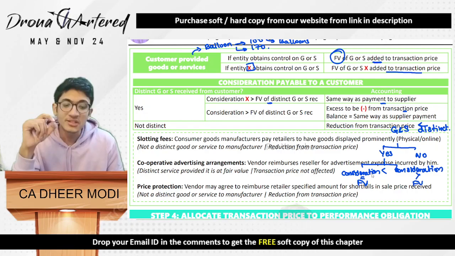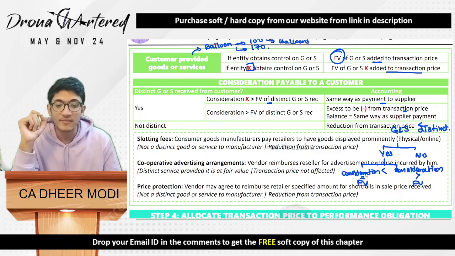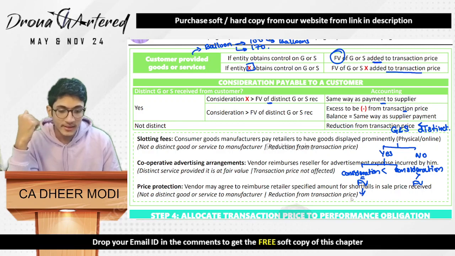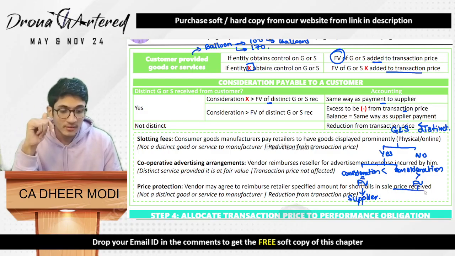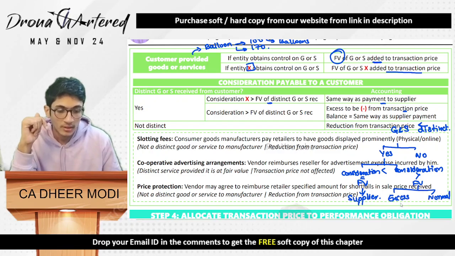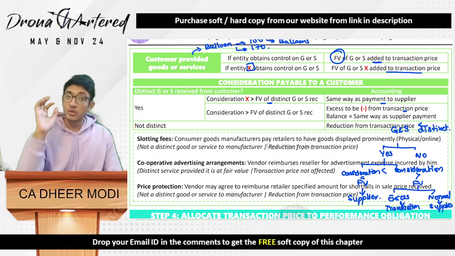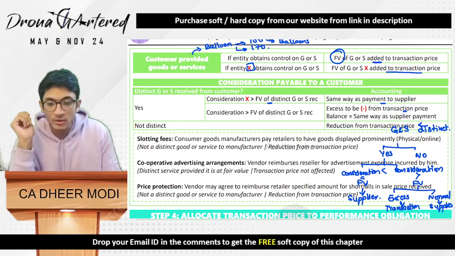If your consideration is less than your fair value, then this will be treated as a normal supplier payment, as when you make payment to any supplier. If consideration is greater than fair value, then two parts. One is whatever is excess and one is whatever is normal. The excess will be reduced from your transaction price and whatever is normal will be recorded as a supplier payment. Okay. With this, this is your chart for this part. I hope this is clear.